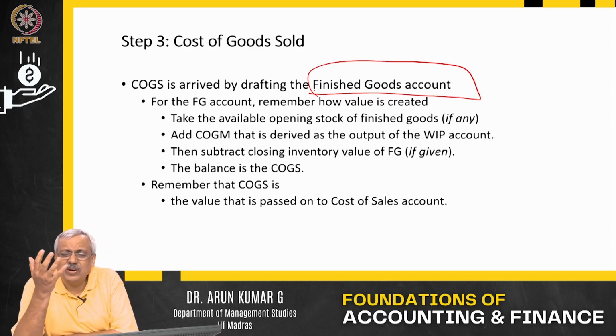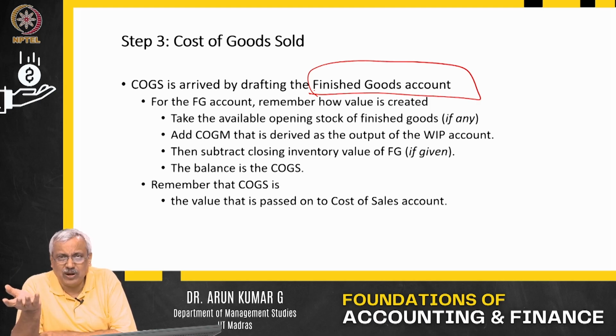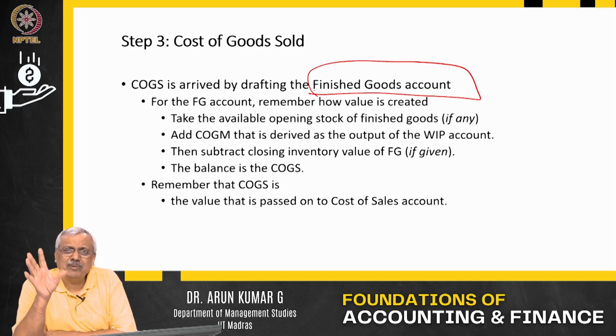Because what happens, you have already manufactured some goods which are already lying in the godown. You have manufactured some more goods this year, which are going to either add to the goods that are there in the godown or not. Cost of the goods sold. For example, I may not manufacture anything, I may sell a lot of goods.